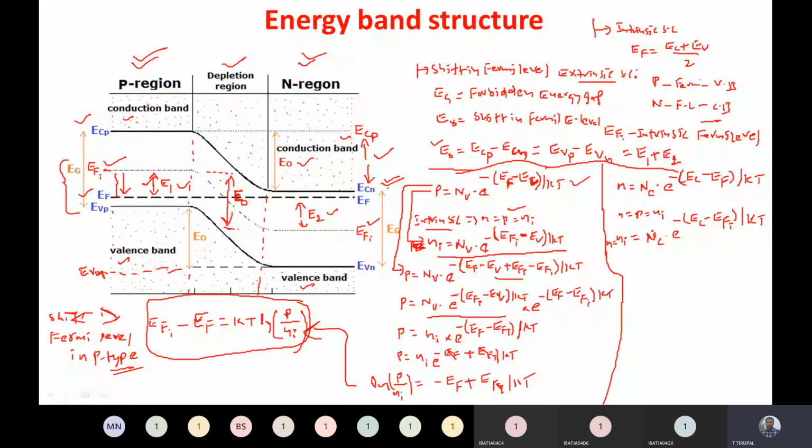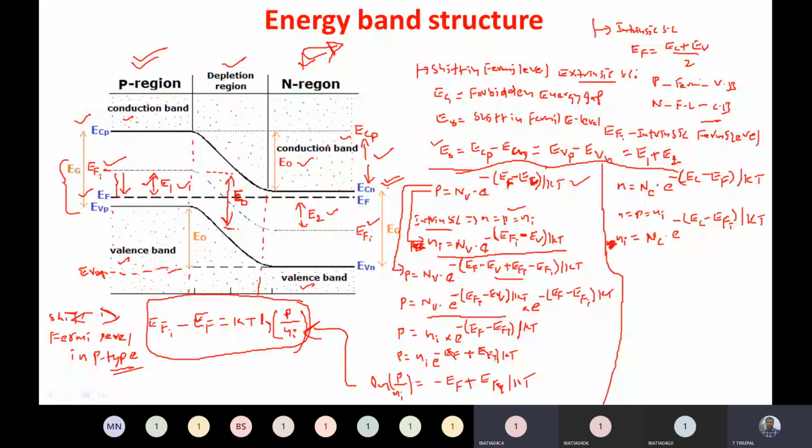Anyone? What is the shift in Fermi level in n-type semiconductor here? Hello? Students?